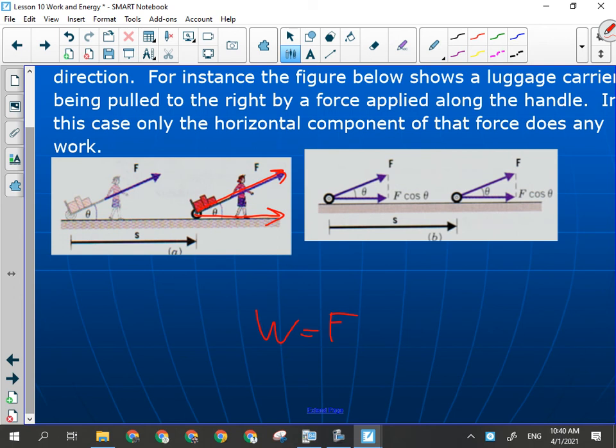Work, truly written, is this: force cos of theta times d. We've never had to use the cos of theta part because the force and the displacement were always in the same direction. But now we know it's possible to pull something one way and have it go a different way, which means not all of my force is doing useful work. Only the horizontal component of it, in this case, is doing useful work. Does that make that formula ludicrously hard? Not at all. It just adds a little thing in there.